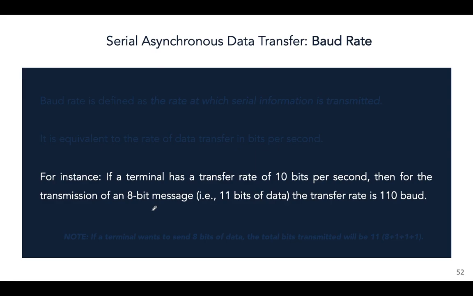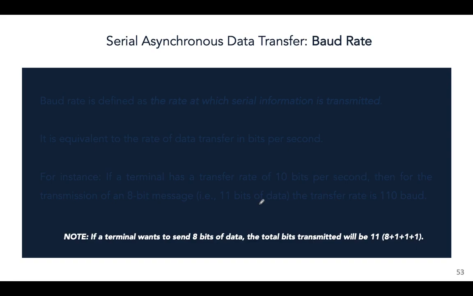All right. And how did this 8 become 11? It's important to understand. If a terminal wants to send 8 bits of data, the total bits transmitted will be 11. 8 bits for the actual data, 1 start bit, and there are generally 2 stop bits. So this is important to understand when numericals come into the picture, right? You might be asked to compute baud rate for a given transmission setup. So you first have to understand how many bits are actually being transmitted when we're talking about serial asynchronous data transmission, right?